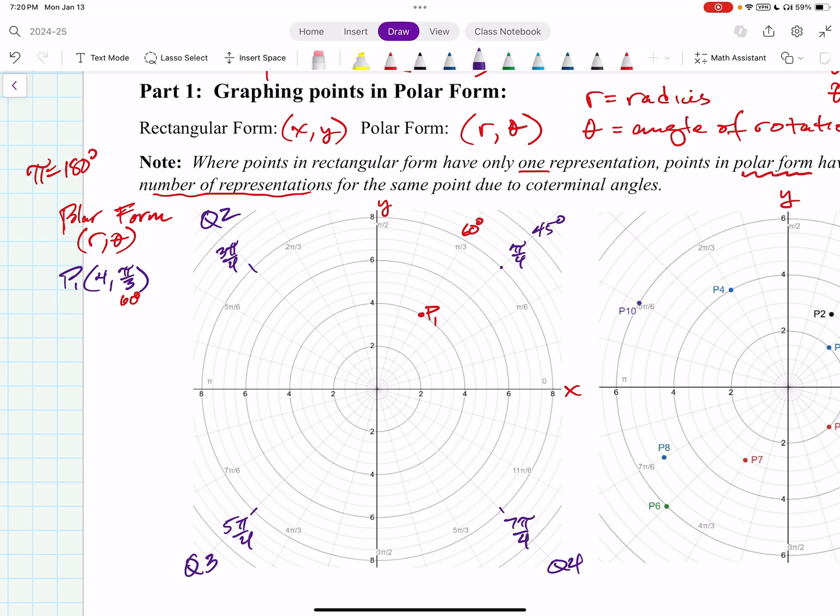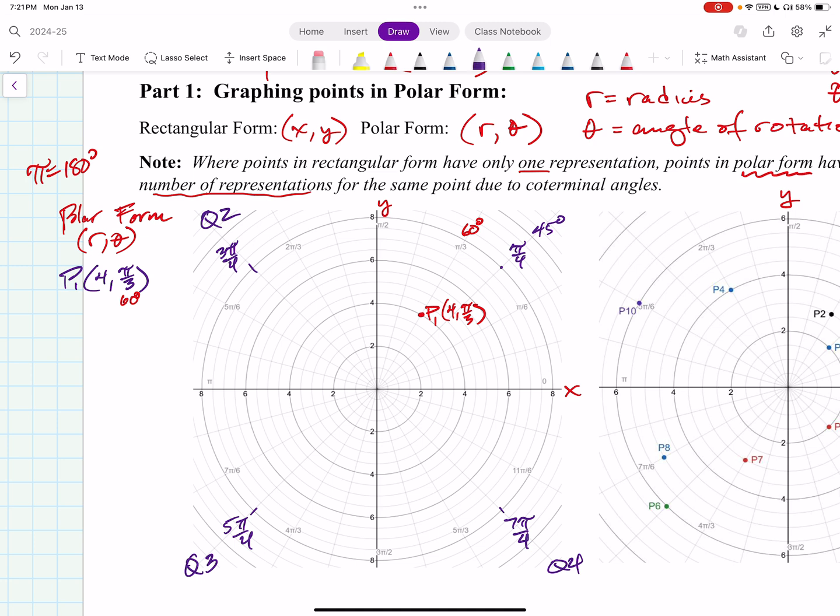So here we go. Now we have P1, and P1 is at 4 comma pi thirds. Okay, so 4 comma pi thirds. Now, how do you graph a point with a negative angle? Let's go over that next.